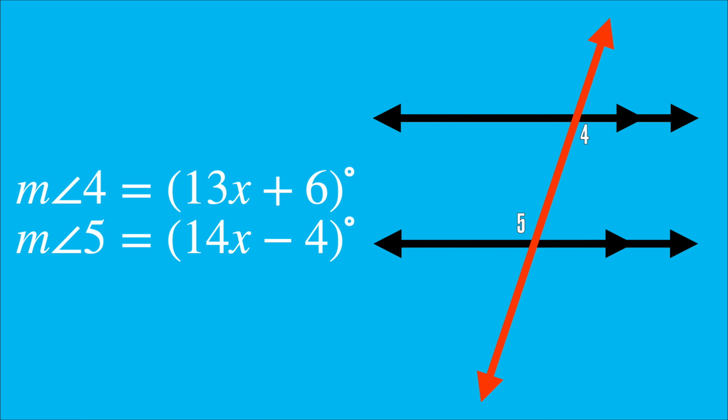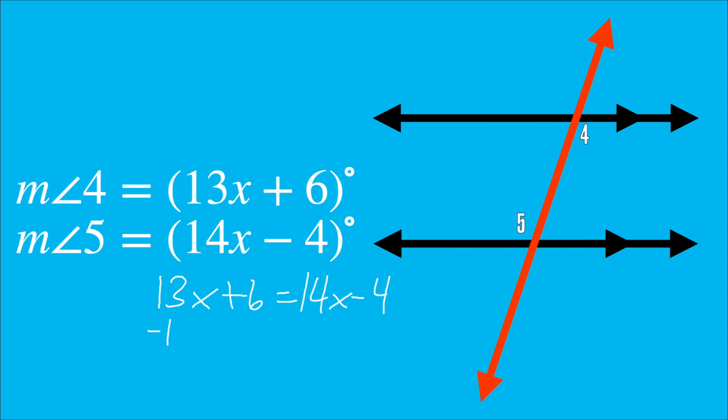Okay, so now we have 4 and 5. 4 and 5 are alternate interior angles, and I am not guaranteeing that this is going to be right because we could end up telling you that angle 4 and 5 are both 20 degrees, but looking at it, it appears that angle 4 and angle 5 are both obtuse, which means they should be congruent, not supplementary. So in this case, that means if they are congruent, 13x plus 6 is going to equal 14x minus 4.